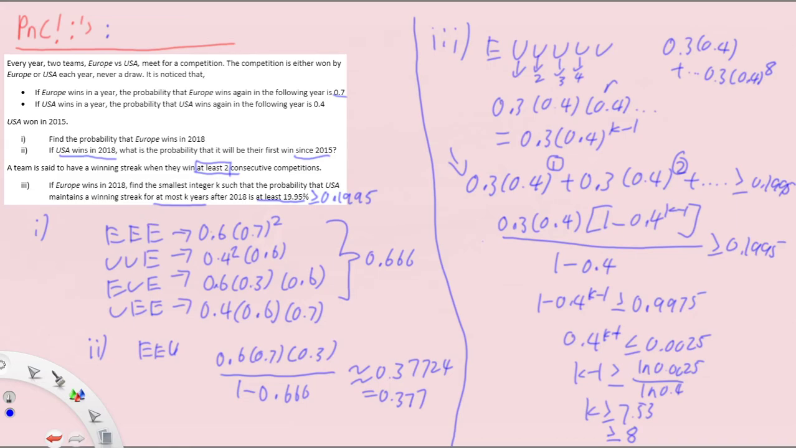0.3 times 0.4 is the first term. 1 minus 0.4 to the power 8, then over 1 minus 0.4. And you get the answer. Sorry, it's not power 8, it's power 7. Whoops, 8-year win streak, so it is power 7. So power 7 is correct. If you try power 6, you realize you get a smaller answer, 0.19918. So that is how you can check your answer.